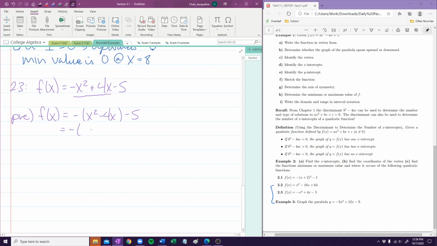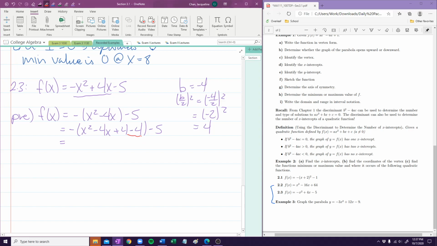Okay, so now we want to find a perfect square trinomial. Again, we want to look at (b over 2) quantity squared, and our b is negative 4. So this is equal to (negative 4 over 2) squared. This is negative 2 squared, so this is 4. So x squared minus 4x, I'm going to do plus 4 minus 4, and then minus 5. Again, I just want the perfect square trinomial. I don't need the extra baggage. So what I'm going to do is kick that guy out.